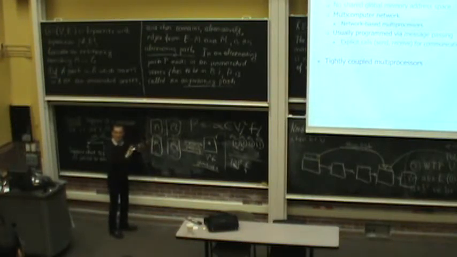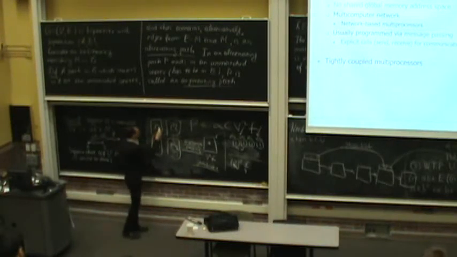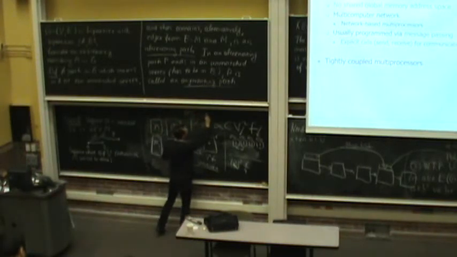So the key is message passing. That's how you program these systems. You can think of this as a distributed system. One way of programming these machines is using remote procedure calls. You might have heard of that.